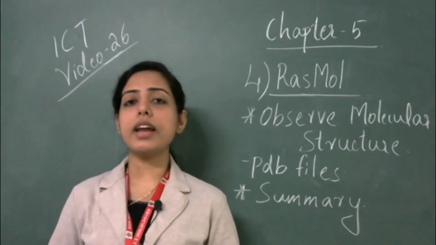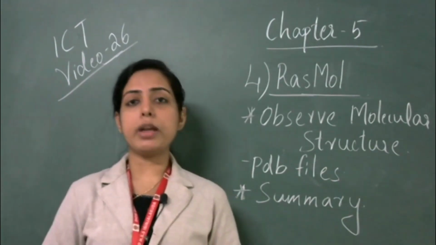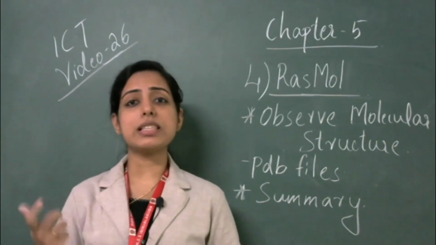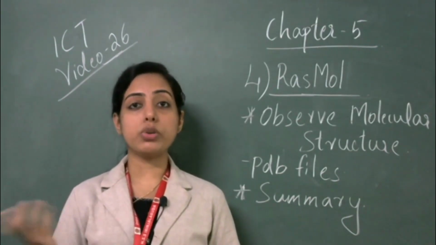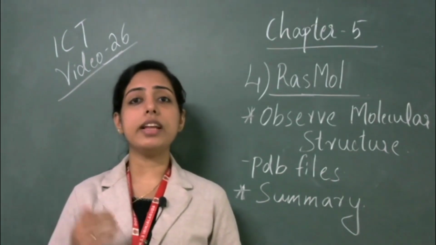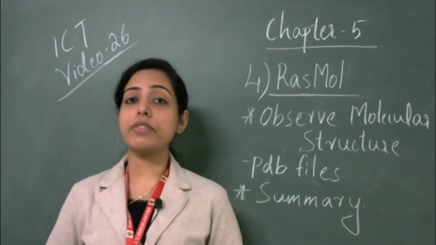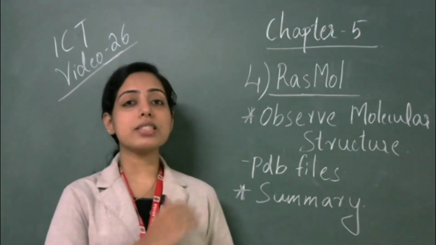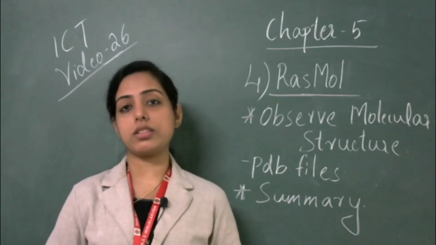In 8th standard you studied one software called Chemical software. By using Chemical software you drew molecular structures of simple molecules like water, oxygen O2, and HCl. So simple molecular structures you drew using which software? Chemical software. RASMOL is the software to draw complex molecular structures.